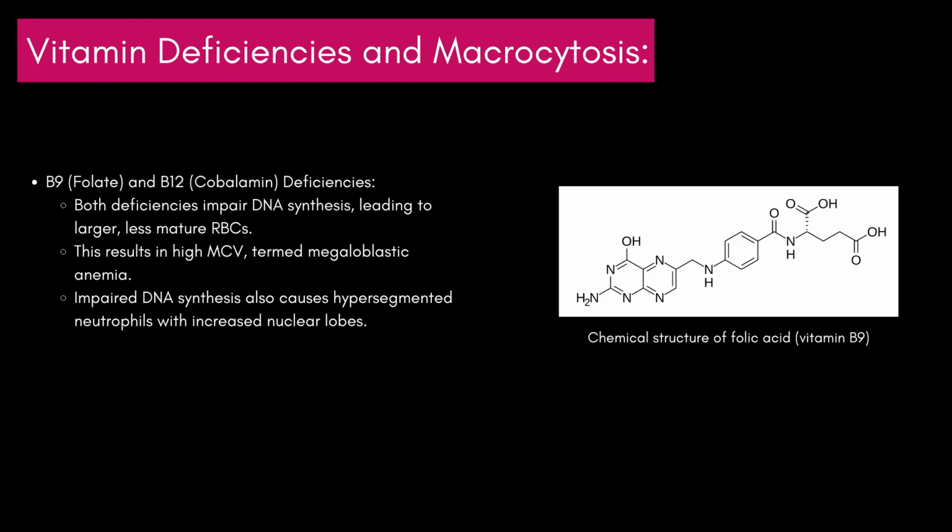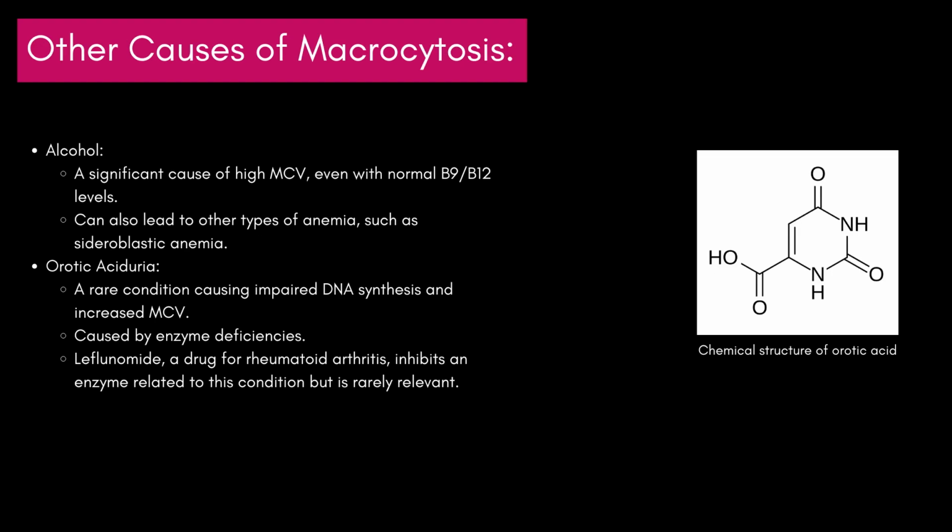Alright, next topic, other causes of macrocytosis. Alcohol is a significant cause of high mean corpuscular volume, even with normal B9 and B12 levels. It can also lead to other types of anemia such as sideroblastic anemia. Orotic aciduria is a rare condition causing impaired DNA synthesis and increased mean corpuscular volume, caused by enzyme deficiencies. Leflunomide, a drug for rheumatoid arthritis, inhibits an enzyme related to this condition but is rarely relevant.